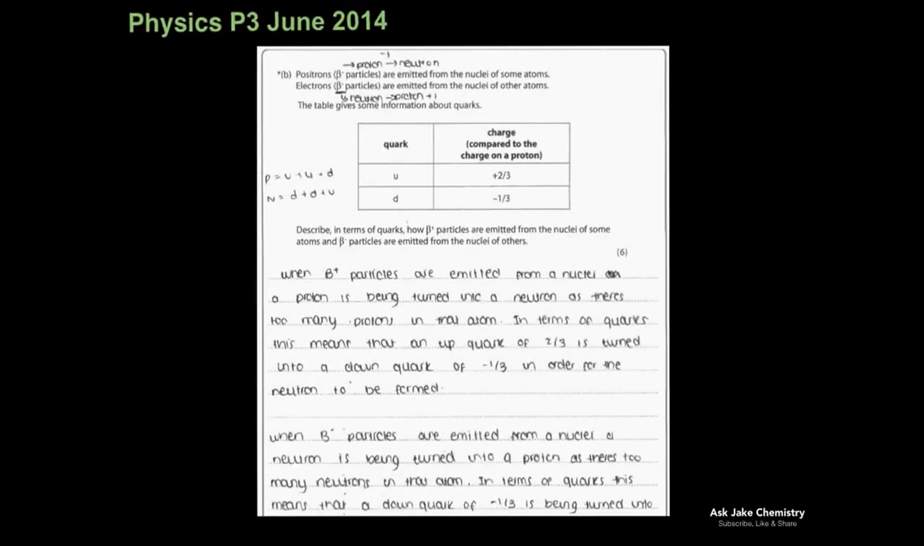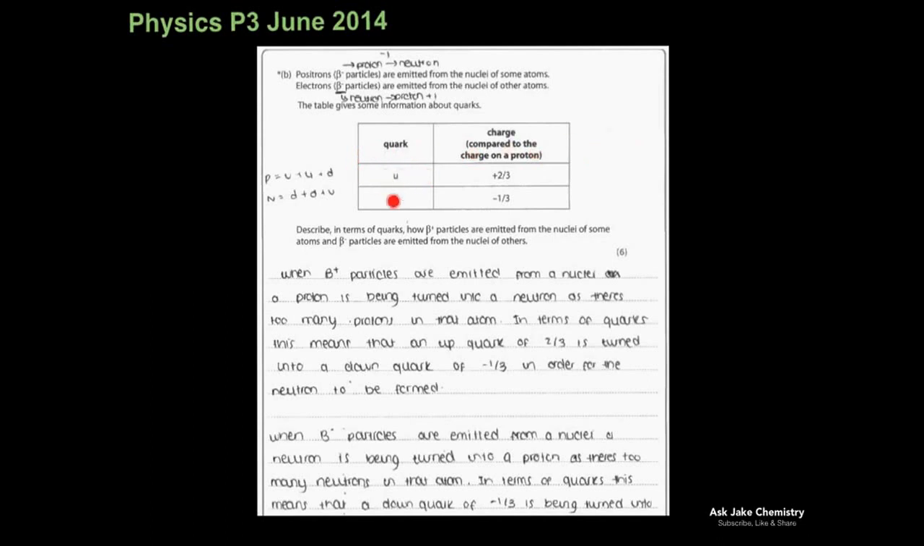For the first 6 marker, we actually took this from the examiner's report, and this candidate got full 6 marks, which is what we're aiming for. The question is about quarks, positrons and electrons. So this is what it says: positrons, from beta plus decay, are emitted from the nuclei of some atoms. Electrons, from beta minus decay, are emitted from the nuclei of some other atoms. The table shows some information about quarks.